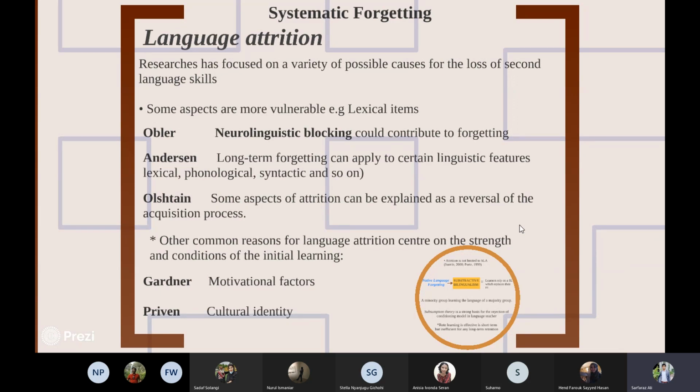Another is long-term forgetting, which can apply to certain linguistic features such as lexical, phonological, syntactic, and so on. Oscillation and other aspects of attrition can be explained as the result of the acquisition process. There are also other common reasons, or a number of root causes, for language attrition centered on the strength and conditioning of the initial learning.